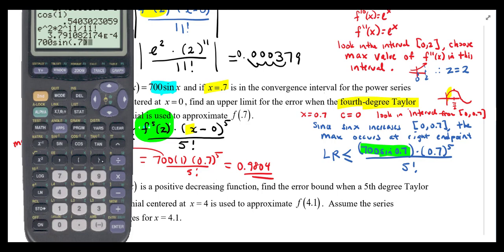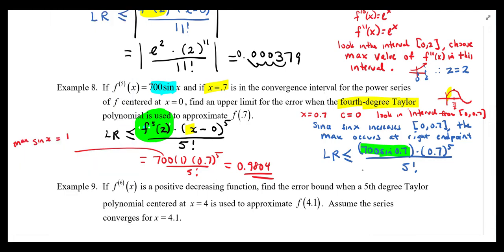700 sine 0.7 times 0.7 to the power of 5 divided by 5 factorial. That gives 0.63156. So more accurate. Now, both answers I think would be fine. However, I think the one I wrote down in blue would be the preferred one. But sometimes, maybe it's a multiple choice question and you have no calculator, then definitely use sine x equal to 1 as a maximum to figure out a question like this.